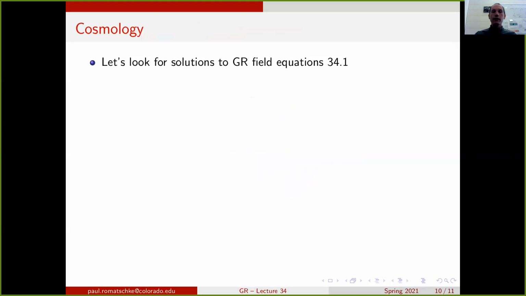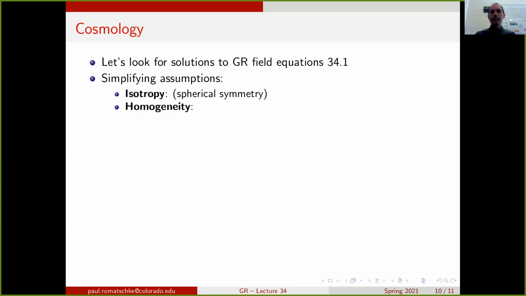So now that we've discussed these maximally symmetric spaces, let's look again at our Einstein field equations. We want to make some simplifying assumptions in order to come up with solutions to the GR field equations. The first assumption is isotropy. This basically means we want to assume spherical symmetry as before. And we also want to assume homogeneity, which means that we don't allow any non-trivial dependence on r. So something like the Schwarzschild solution, where we had an explicit dependence on r, is no longer allowed.